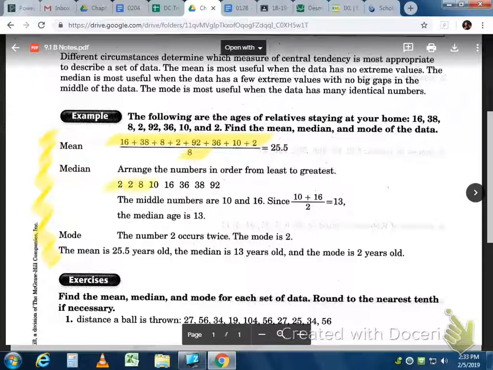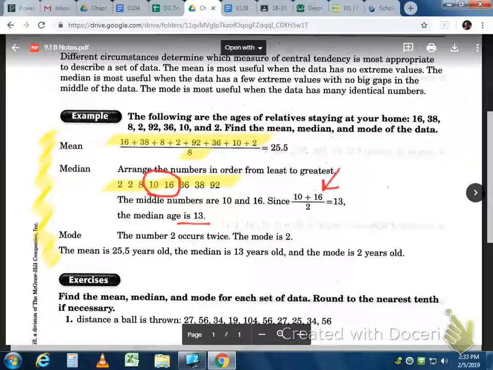So it looks like we did this. You're going to have to do that today. Where you write median, you're going to take the numbers and put them in order from least to greatest, kind of spread them out like that. Since there are 8 numbers, there's not 1 in the middle. So you have to look at these 2 in the middle, 10 and 16. Add those up and divide by 2. So the median is 13.